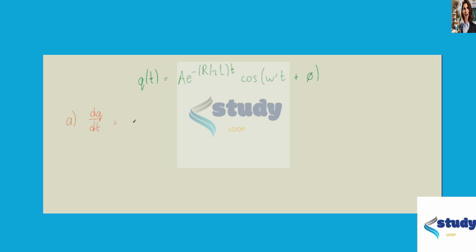So from above, dq/dt is equal to minus A times R over 2L times e to the minus R over 2L multiplied by t, all times cos(omega prime t plus phi), minus omega prime times A e to the minus R over 2L times t times sin(omega prime t plus phi). So we have a long expression for dq/dt.